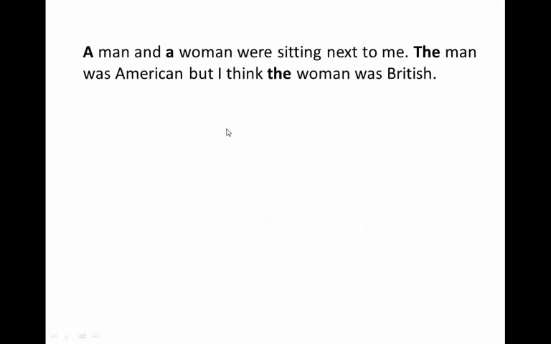More examples of the same thing. A man and a woman were sitting next to me. The man was American, but I think the woman was British. Okay. A man, which man? We haven't talked about him before, so we use a man. Later, the man, which man? The man we talked about here, so we use the to show that it's the same person. A woman, the woman, same thing.